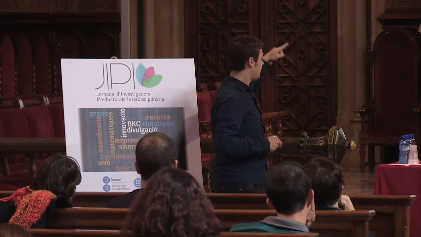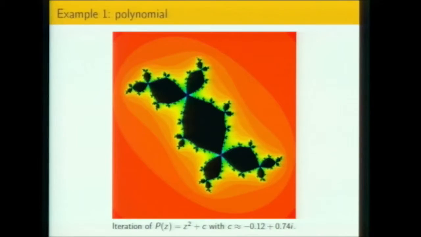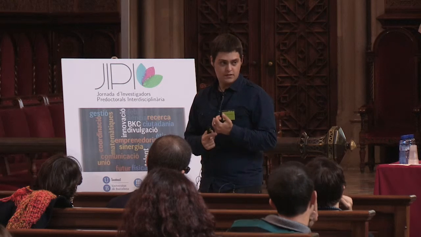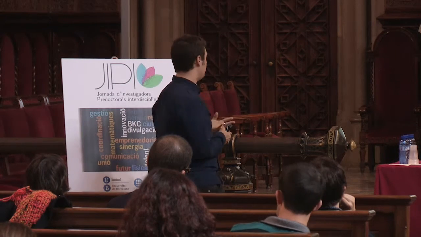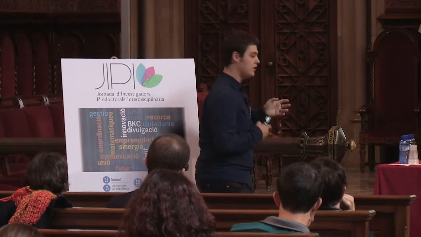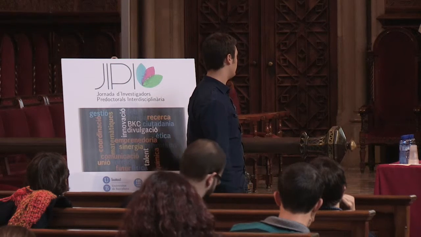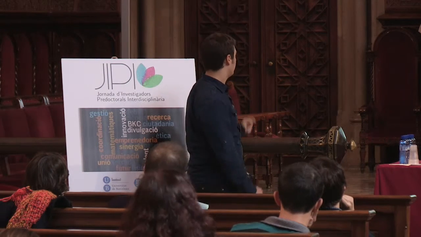In between these two behaviors, the escaping points and the ones with bounded orbit, you have all this beautiful fractal set that is the set of chaotic points, right? So they have dense periodic orbits, they have sensitive dependence on initial conditions, etc. All the features of deterministic chaos, right?